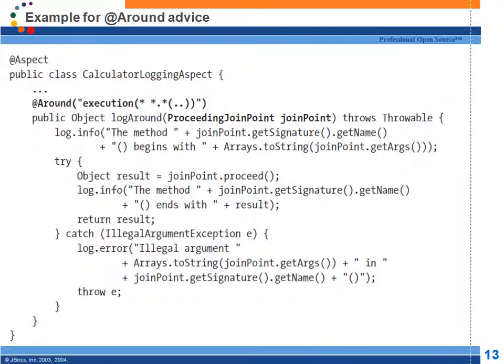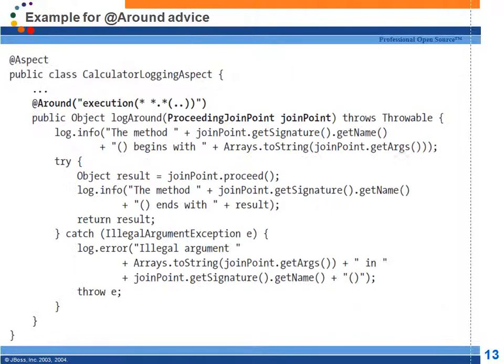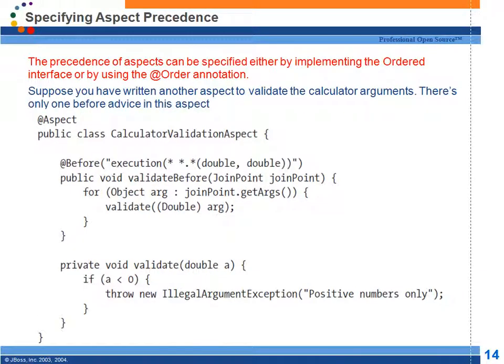Right? This will act like all the types of advisors. Okay. Now, suppose we have two aspects. One is the logging aspect like earlier, right? Another aspect I am writing is the calculator validation aspect. So there are two aspect classes. What is the order of execution?